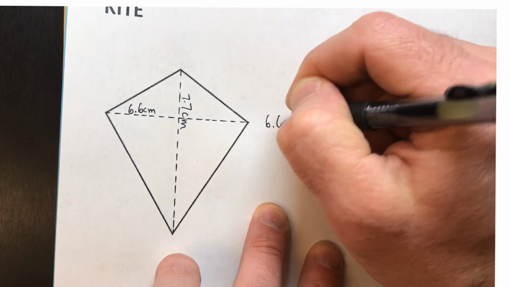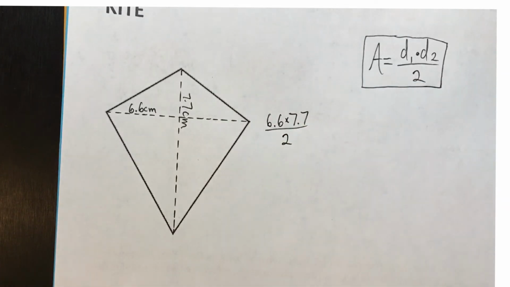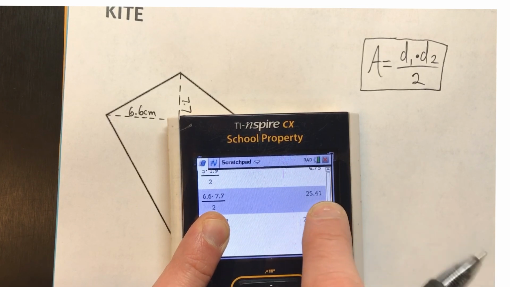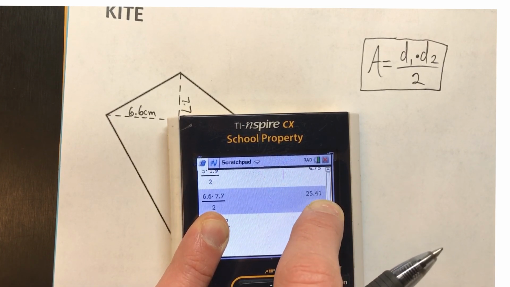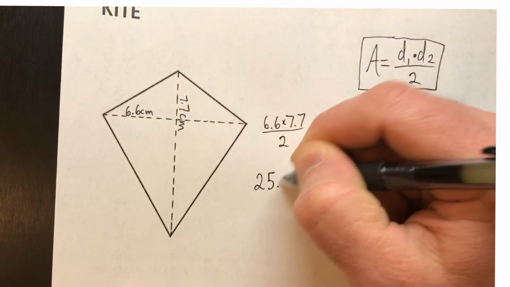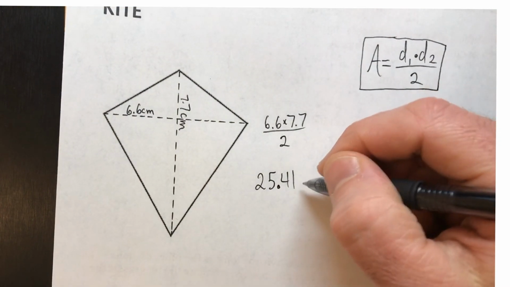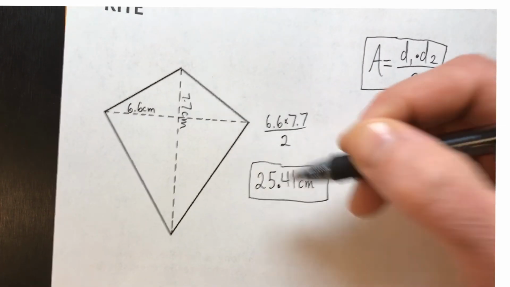So 6.6 times 7.7 divided by 2. So right here, 25.41. Okay, 25.41 what? Good. We measured in centimeters, so obviously that's the unit. Square. Squared. Area. It's always squared.